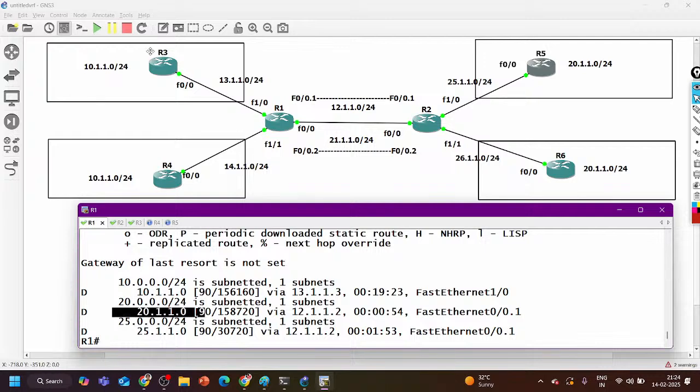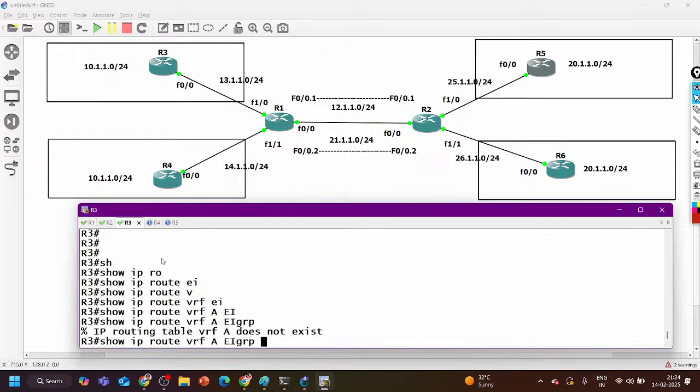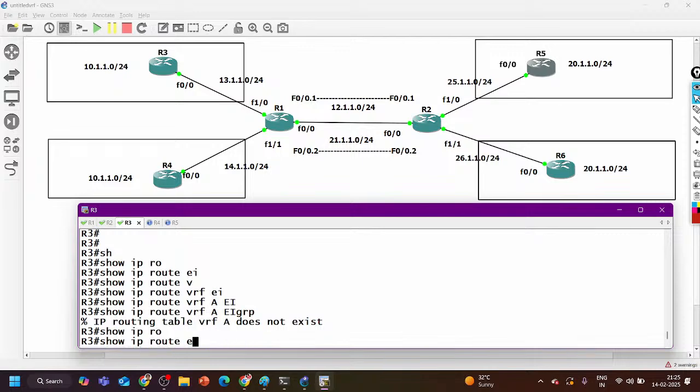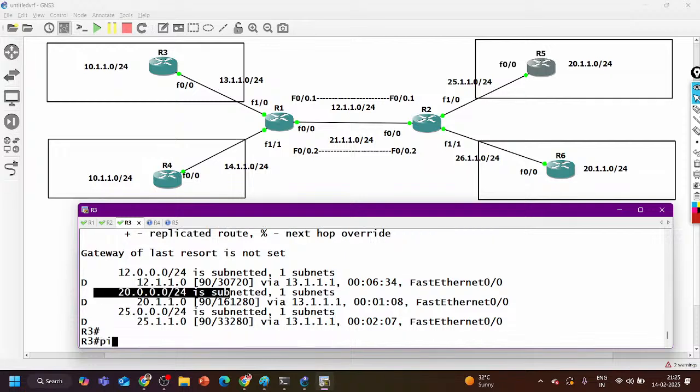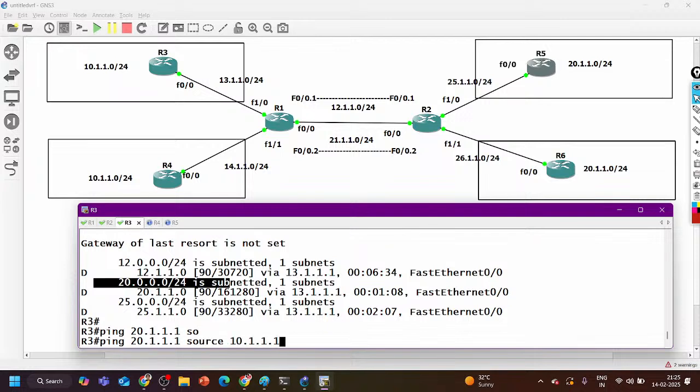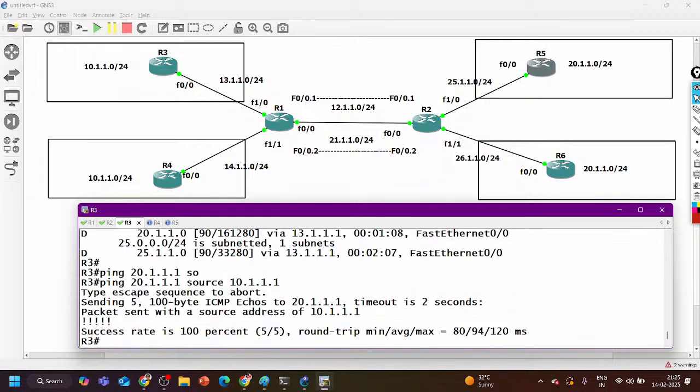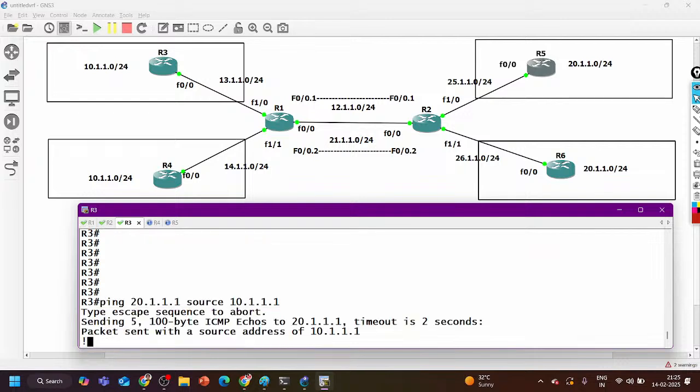Now R1 should advertise it to R3. Now let me take you to R3 and show IP route EIGRP. The 20 subnet, right? Ping 20.1.1.1 source 10.1.1.1. Ping is working. These sites are able to communicate with each other.